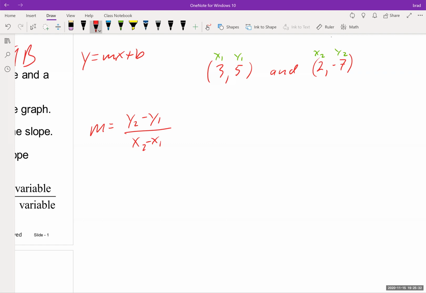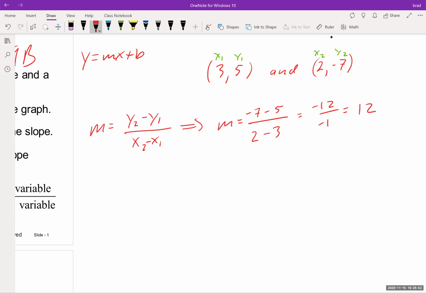So we're going to use this formula. We're going to say m equals, and then I'm going to do y2, which is negative 7, minus y1, which is 5, divided by 2 minus 3. So this will become negative 12 over negative 1, which is 12.